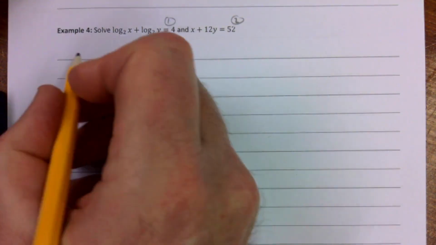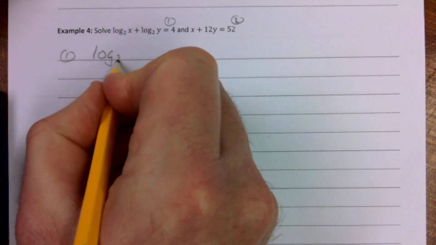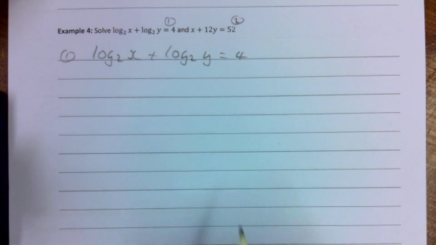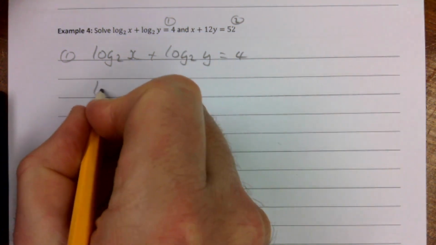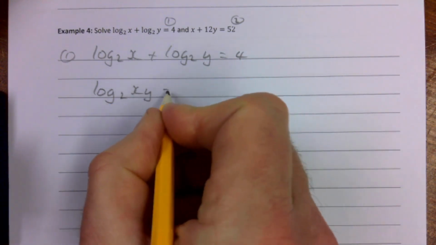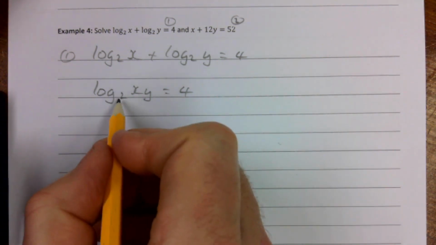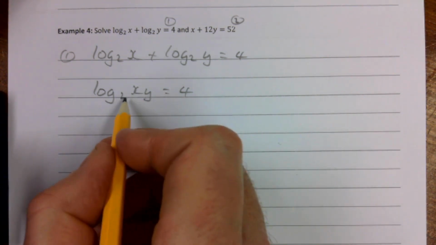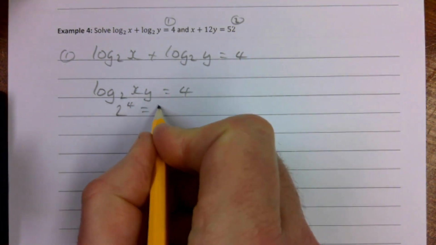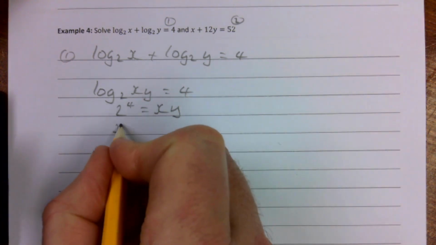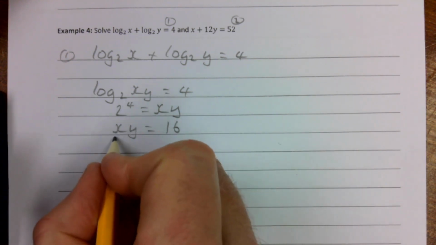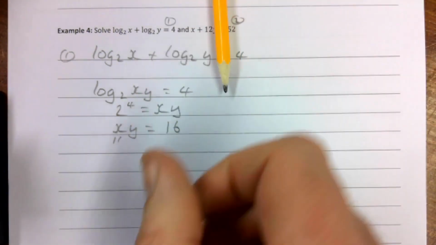So what do we have here? Taking equation 1, we have log to the base 2 of x plus log to the base 2 of y equals 4. Using our laws of logs, that gives me log to the base 2 of xy equals 4. This means 2 to what power gives me xy? So 2 to the power of 4 gives me xy. That means xy is of course 16.